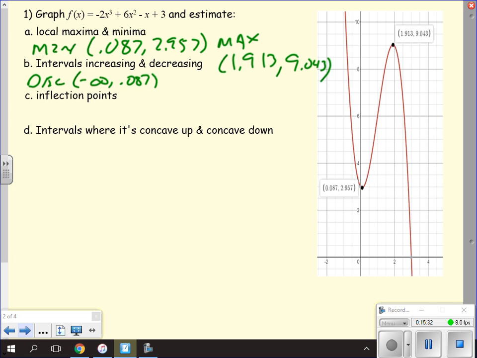Okay, it is also decreasing where? From the maximum to infinity is also where it's decreasing. So it's also decreasing from 1.913 to infinity. That is where it's decreasing. It's going down. It's going down here, and it's going down here. Like I said, your maximum and minimum points are going to be the endpoints of your intervals for increasing and decreasing.